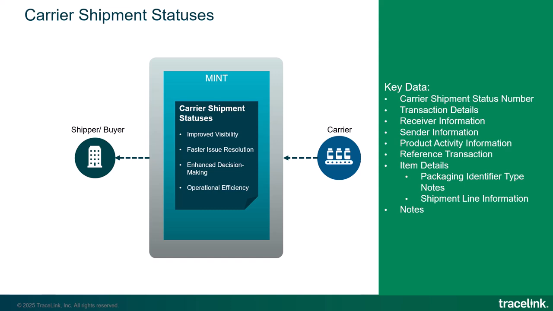When transactions run through Mint, here's what we gain. Improved visibility. It enhances transparency in the supply chain by providing comprehensive visibility into shipment statuses. Faster issue resolution. Quick identification and resolution of shipment issues reduce delays. Enhanced decision making. Real-time data supports better logistics planning and operational decisions. Operational efficiency. Streamlined communication between stakeholders reduces the chances of miscommunication and errors.